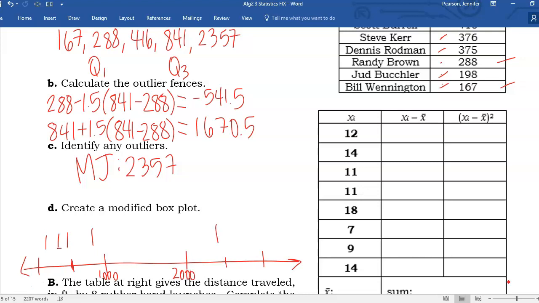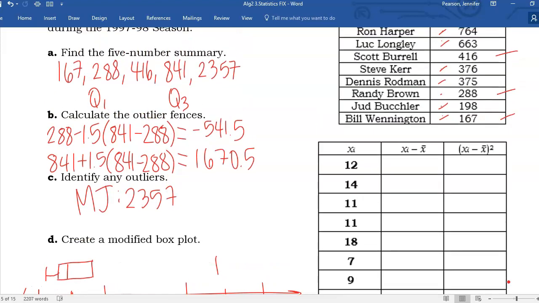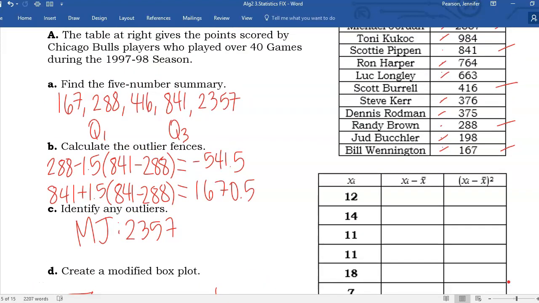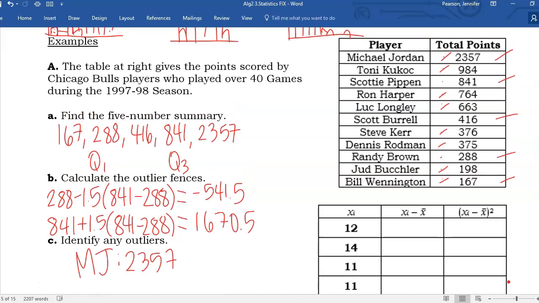So when I use my middle 3 to draw my box, I'm going to extend my whisker down to my minimum. I am not going to extend my whisker up to my maximum. For a modified box plot, I'm going to go to the highest data value that is not an outlier. And in this case, that is 984. So I'm going to extend my whisker to 984.